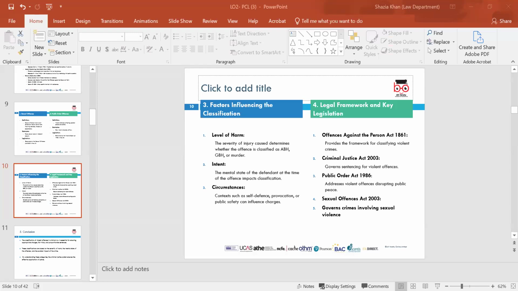The legal framework and key legislation that deals with criminal law in the UK are things like the Offences Against the Person Act 1861 and the Criminal Justice Act 2003. The Act amended the law on police powers, bail, sentencing, and more. The Public Order Act 1986 and the Sexual Offences Act 2003 govern crimes including sexual violence. The other one is the Police and Criminal Evidence Act 1984, which is part of the criminal legal framework.